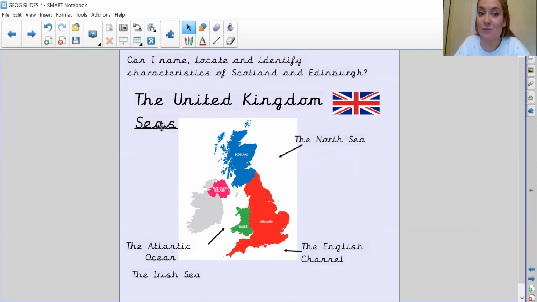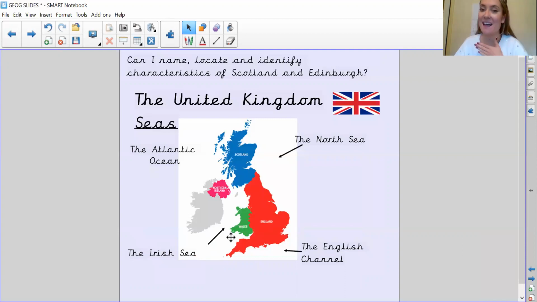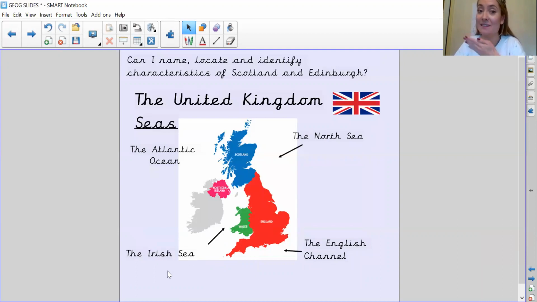And then we've got, what's up here? What ocean can you tell me? The Atlantic Ocean. Good. And then down here, in between the two, we've got the Irish Sea. Well done. So let's just practice those. Up at the top, the North Sea. Down the bottom, the English Channel. Here we've got the Irish Sea. And up at the top, we have the Atlantic Ocean.